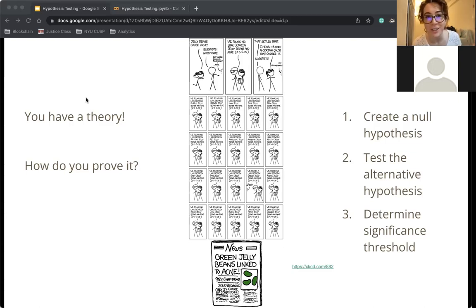You think jelly beans cause acne. You need to start to develop a hypothesis to falsify that claim. So you would have an alternative hypothesis, and we would want to determine at what significance threshold we would actually be able to say it's true that jelly beans cause acne. And we'll use statistics to prove these hypotheses.